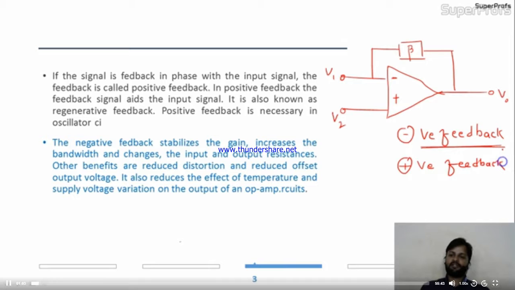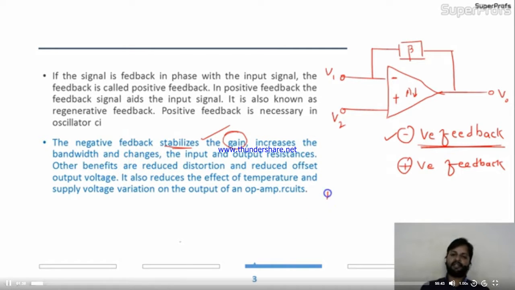We have seen one thing there: in negative feedback the gain of the system is reduced, but overall system efficiency increases. Why? If you connect negative feedback into the circuit, it will autocorrect itself, but apart from this you will get some extra benefits. Negative feedback stabilizes the gain. The fluctuation or changes in gain will now be stable. It increases the bandwidth.